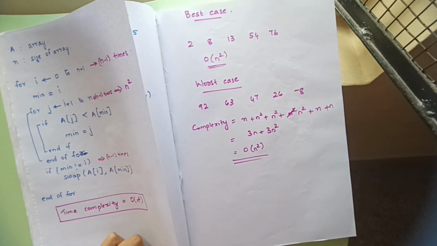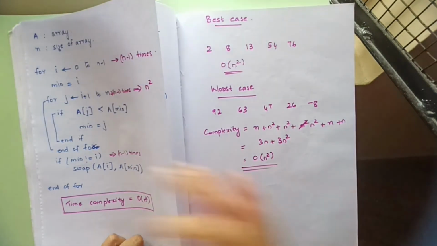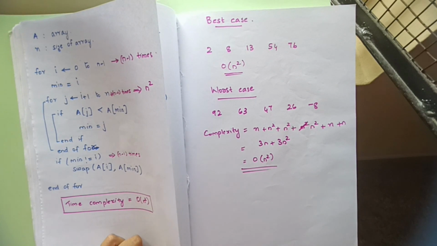So this time complexity basically depends upon the algorithm that we are using. There can be multiple algorithms for a single program. So always write the algorithm in such a way that the time complexity is lesser. That is the optimized way of writing a program.